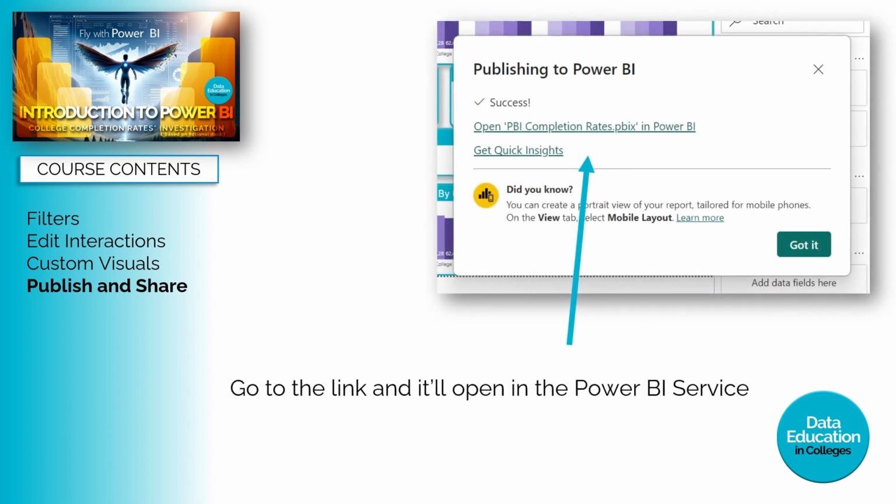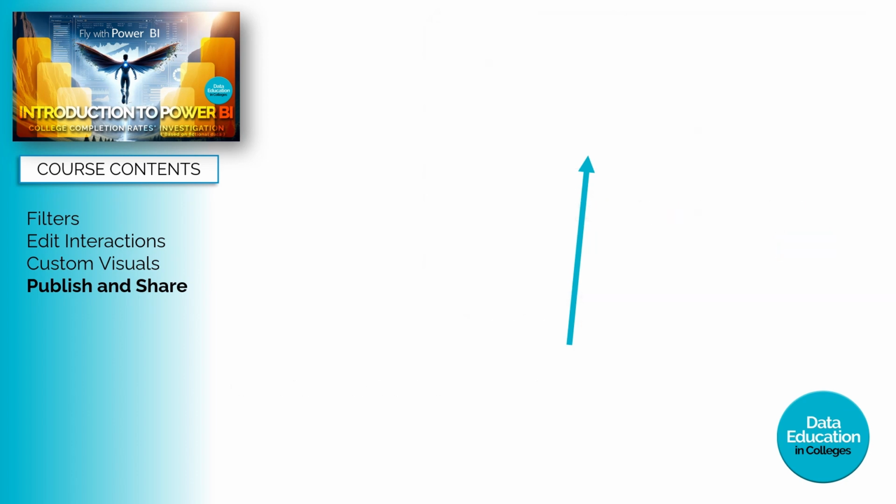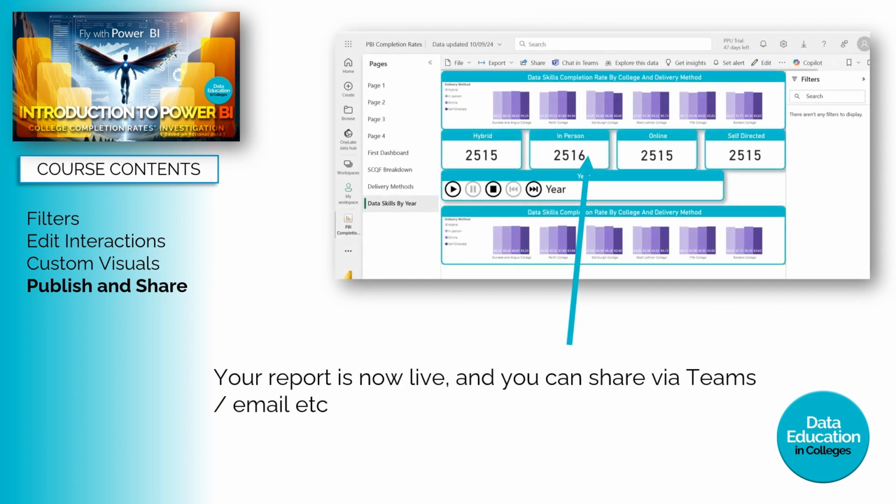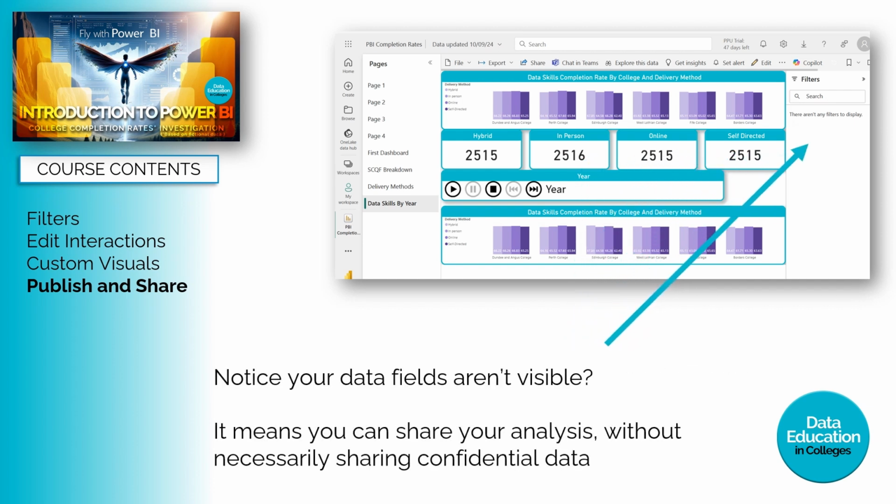Once it's finished, go to the link, it'll open in Power BI service. You'll notice if you've already published a version of this, it will say, do you want to replace? Just say yes, and it'll overwrite the original. Then from within the Power BI service, this is where we share. So we can share via Teams, email, just using that link. And you've got another option there under export. You can export it to PowerPoint and PDF.